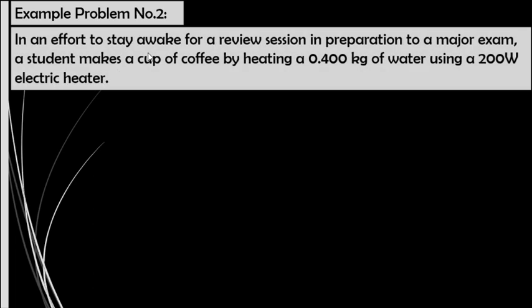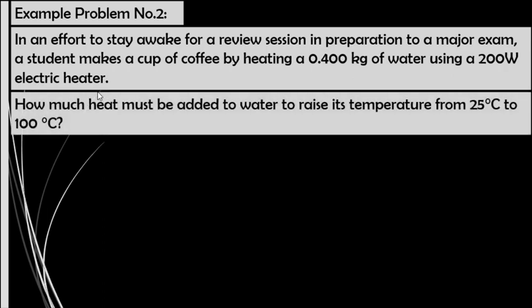Example problem number 2. In an effort to stay awake for a review session in preparation to a major exam, a student makes a cup of coffee by heating a 0.4 kilogram of water using a 200 watts electric heater. How much heat must be added to water to raise its temperature from 25 degrees Celsius to 100 degrees Celsius?